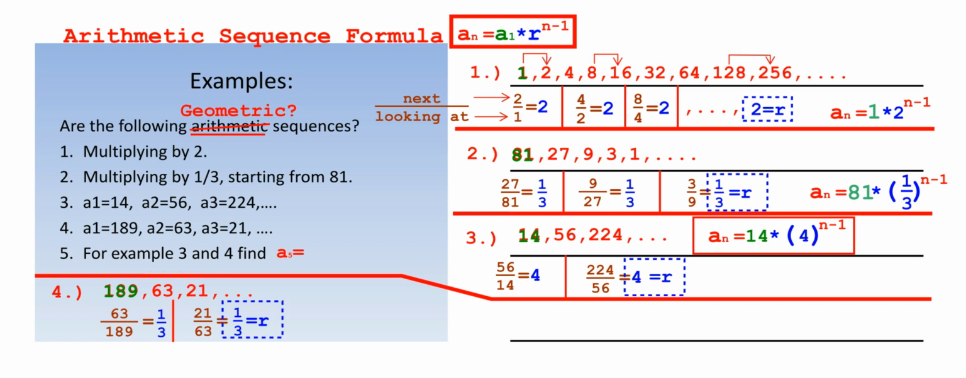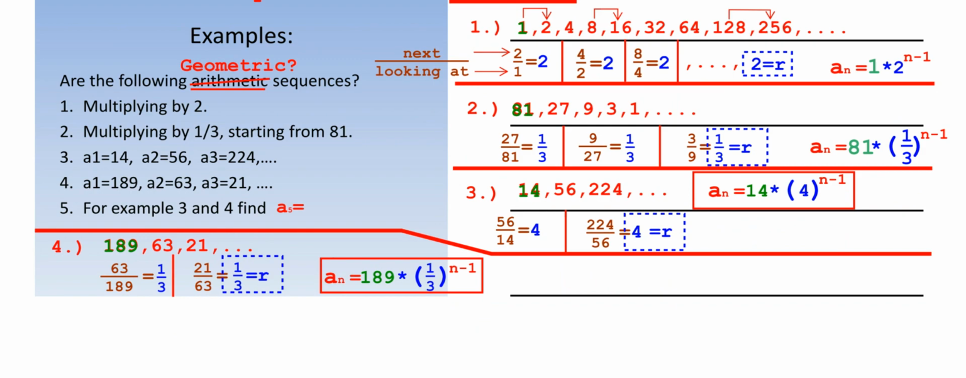So finally, our formula becomes a sub n equals our initial value, 189, and common ratio of 1/3. So the equation: a sub n equals 189 times 1/3 to the power of n minus 1. Hooray! It looks like we completed our formulas in this case. Now the question is, for number 5, for examples 3 and 4, find a sub 5. I may not have enough space, so how about if we try in the next view?